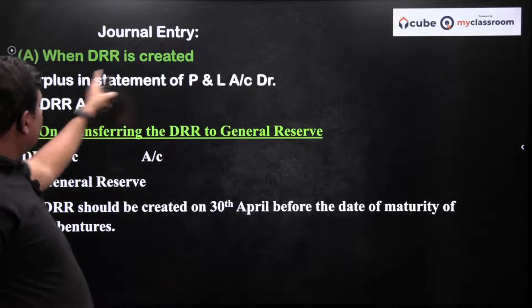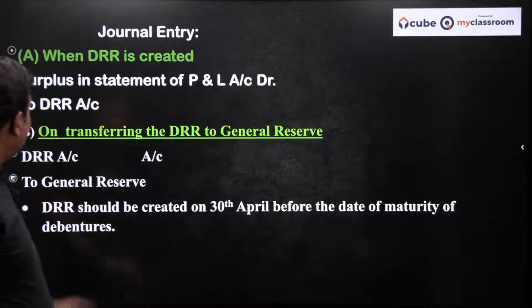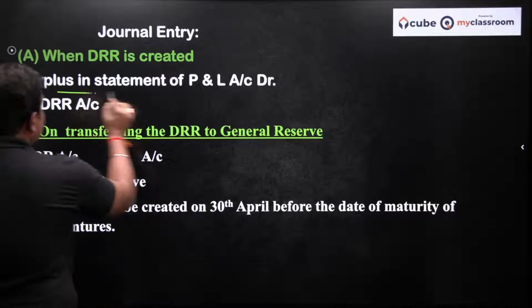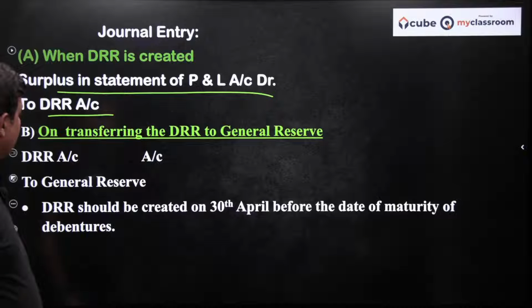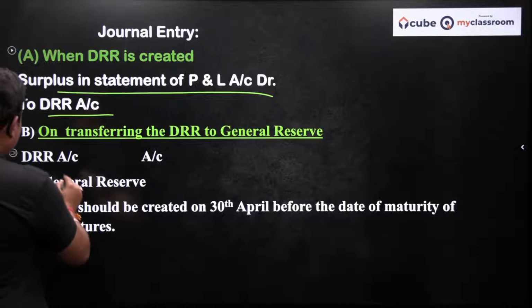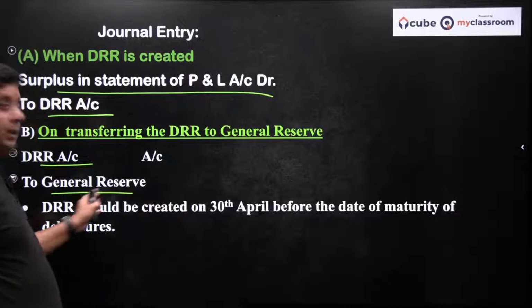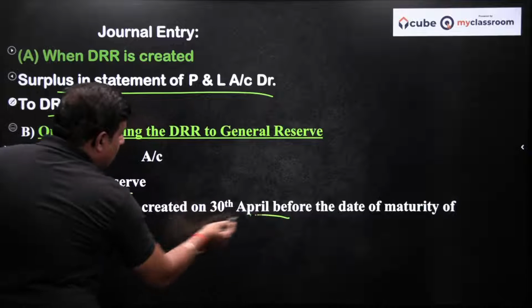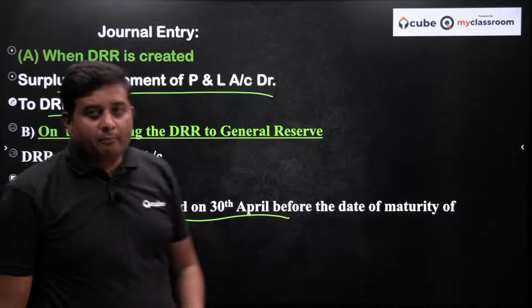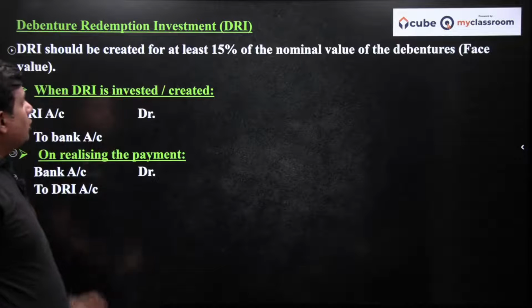Next, in order to create the DRR, the entry should be surplus in statement of profit and loss account debit to debenture redemption reserve account. While transferring this, the entry should be debenture redemption reserve account debit to general reserve account. And as I mentioned, DRI should be created on 30th April before the date of maturity. Okay. So now let's talk about the DRI.